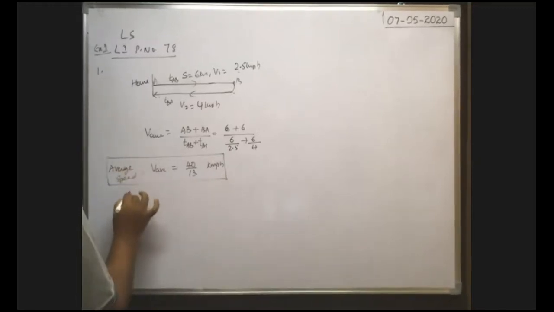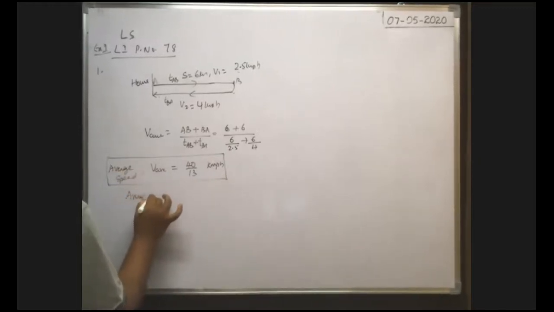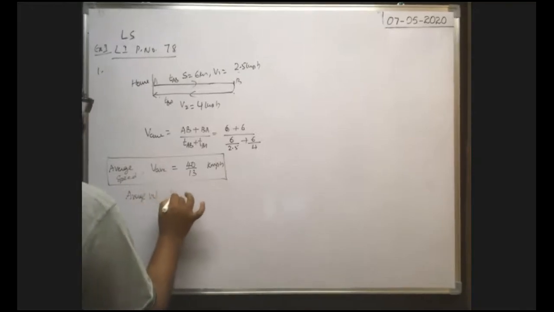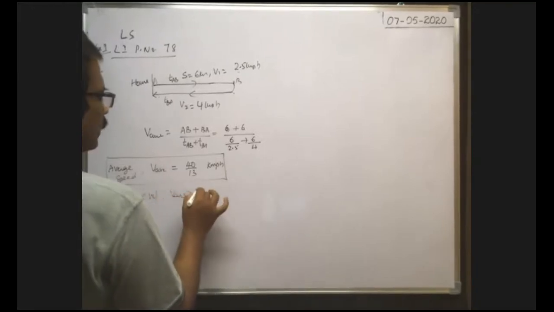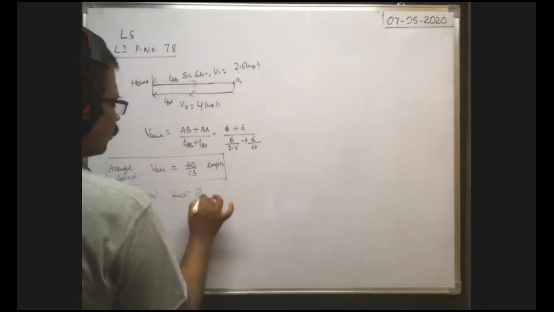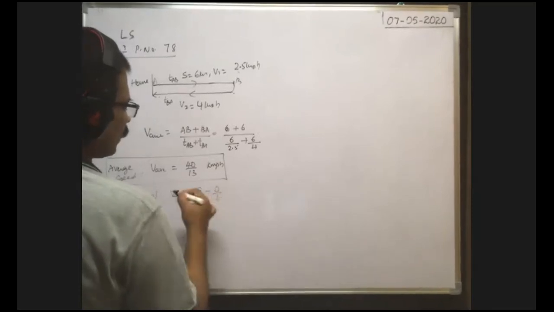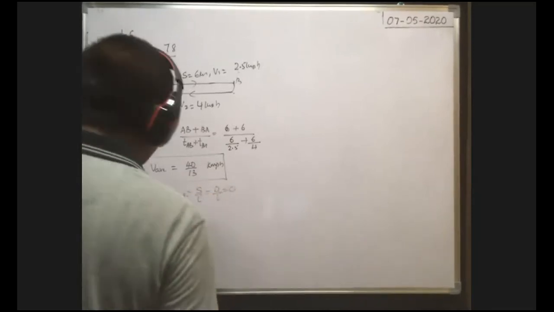What is the average velocity? They may ask. If they ask, average velocity V average is equal to total displacement, which is 0, divided by the total time. That is equal to 0. It is the average velocity.